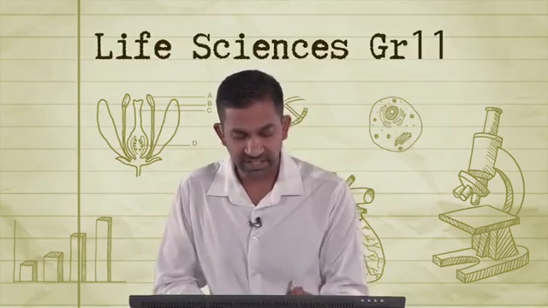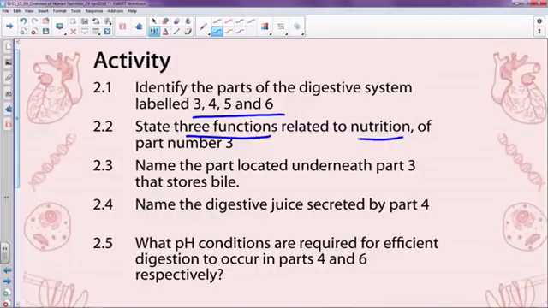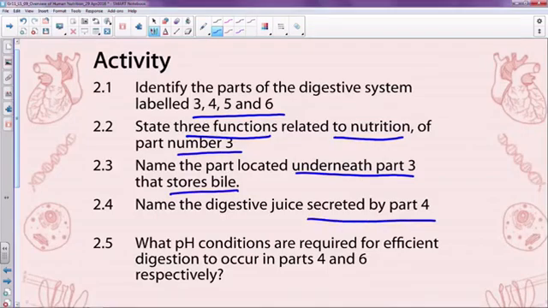2.2. State 3 functions related to the nutrition of part number 3. 2.3. Name the part located underneath part 3 that stores bile. 2.4. Name the digestive juice secreted by part 4. 2.5. What pH conditions are required for the efficient digestion to occur in parts 4 and 6 respectively?